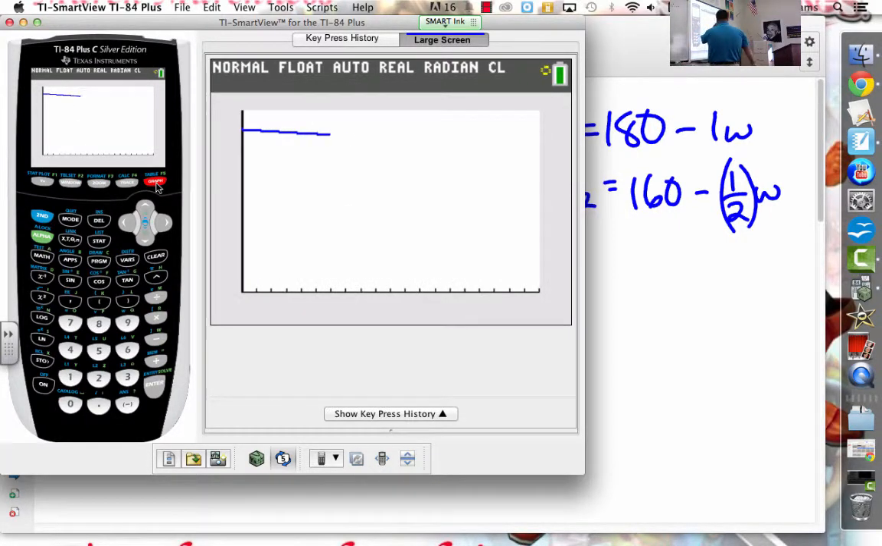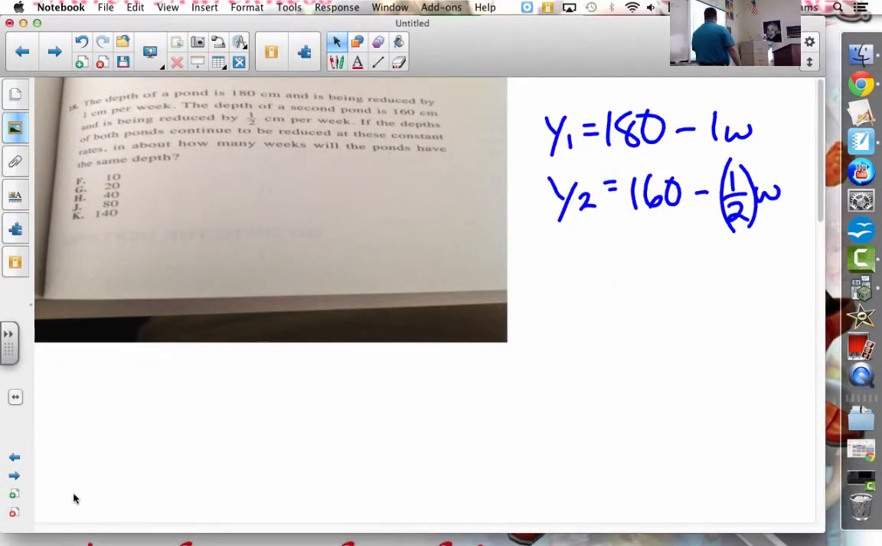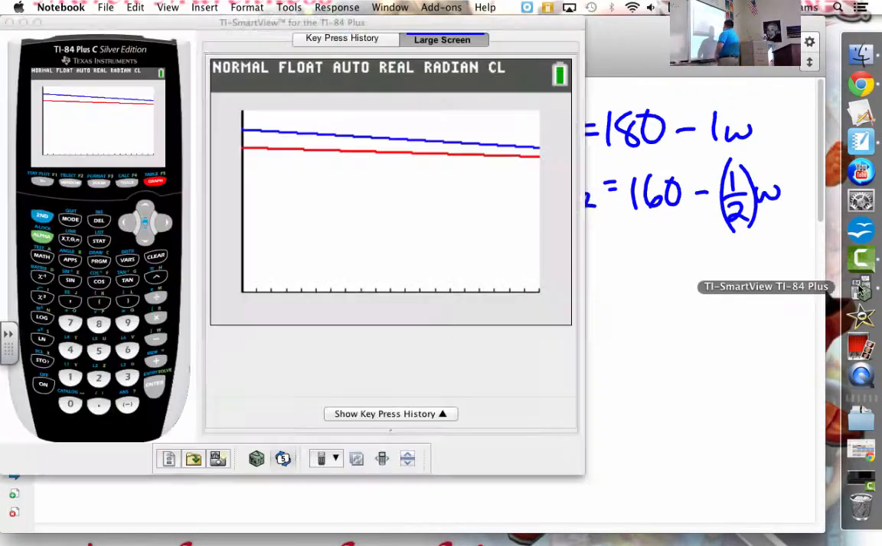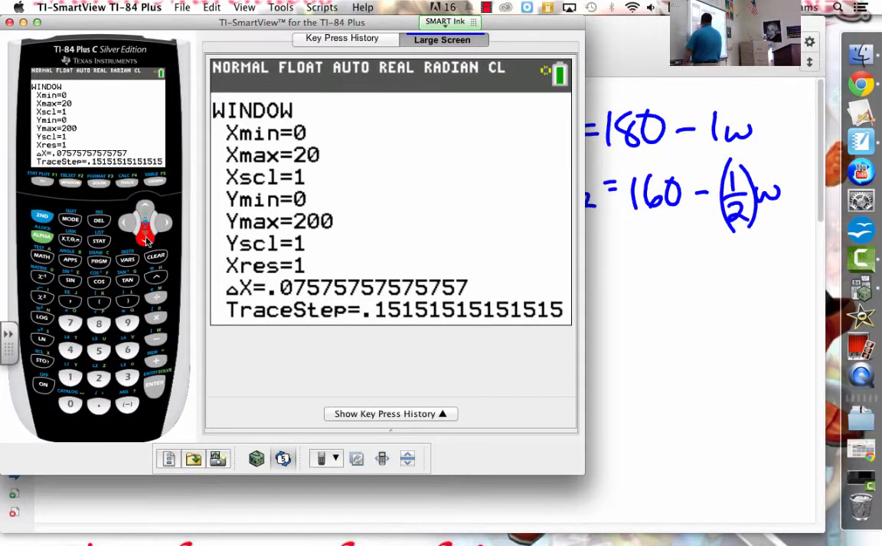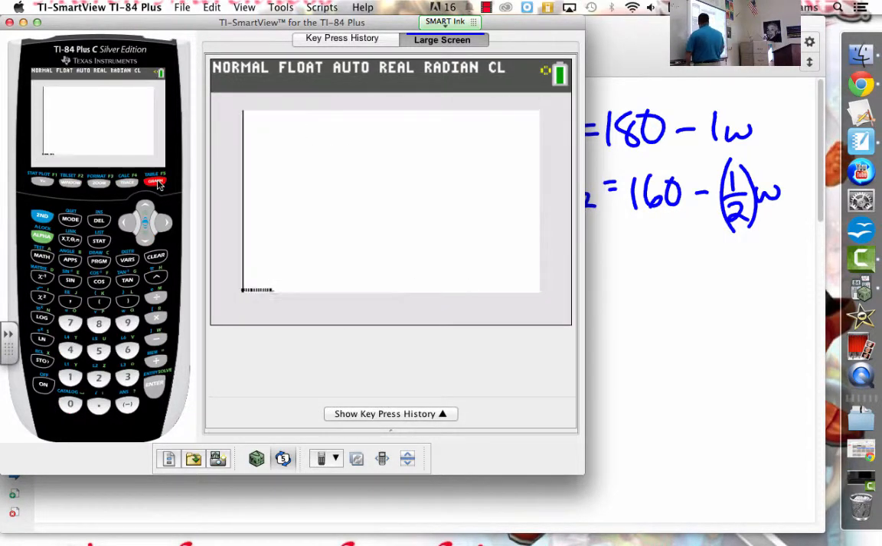So let's graph this. Oh man. How would I know where to set the graphing window? Well, one way to check is to look at the answers they give us. That's how many weeks it might take. What's the largest number you see there? 140. So that means the x might be as large as 140. So I'm going to come back in here for my window setting. I don't think it's 140, but I'll put 140 just in case. Now I'll graph it.